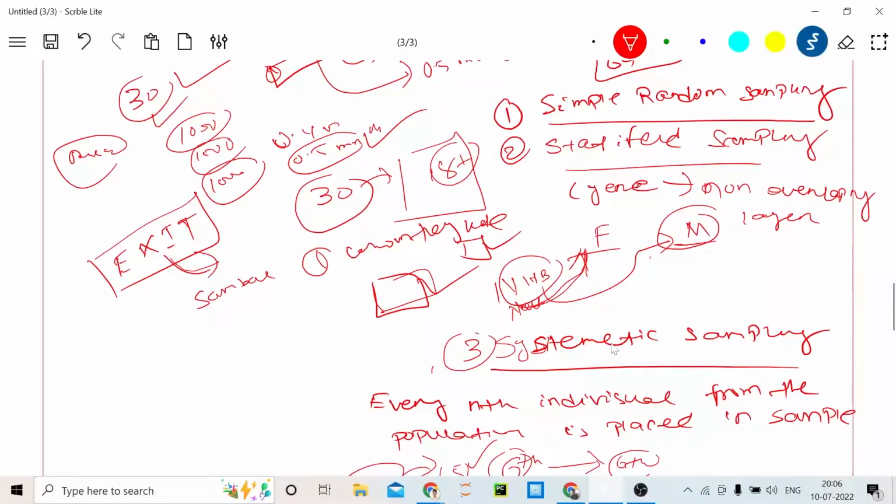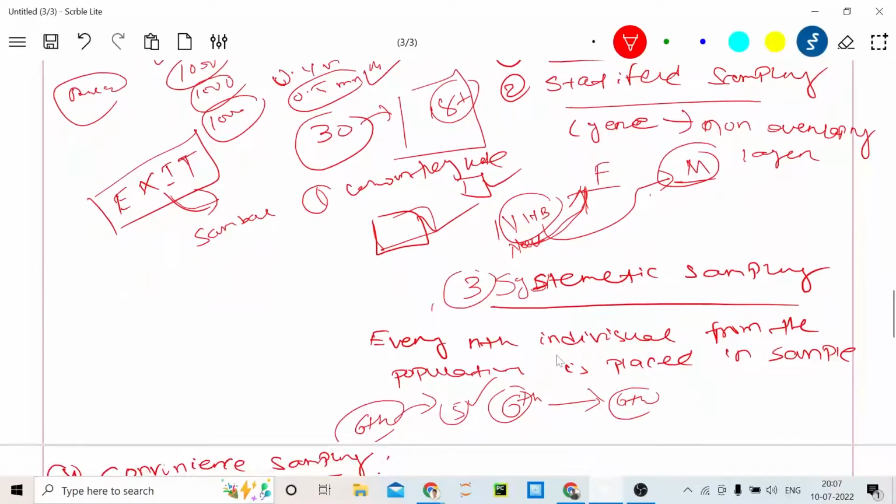After that, systematic sampling. In systematic sampling, each nth individual from the population is picked. That means go to the row, take the nth person, and include them in the sample. That comes under systematic sampling.